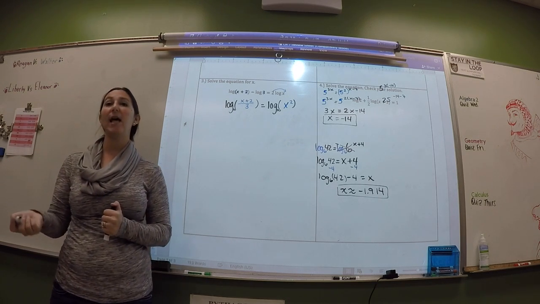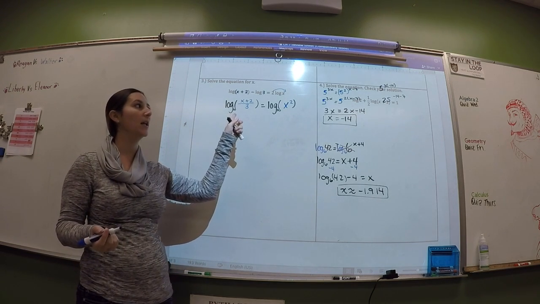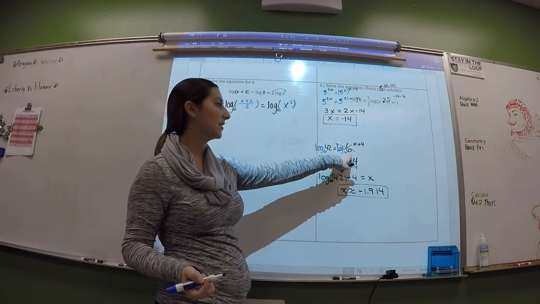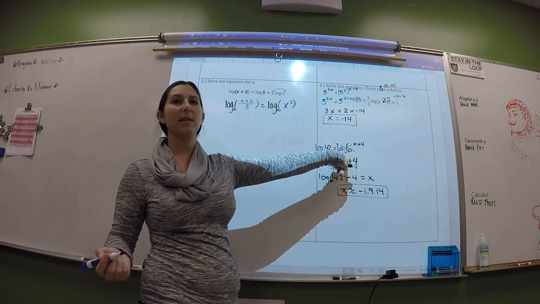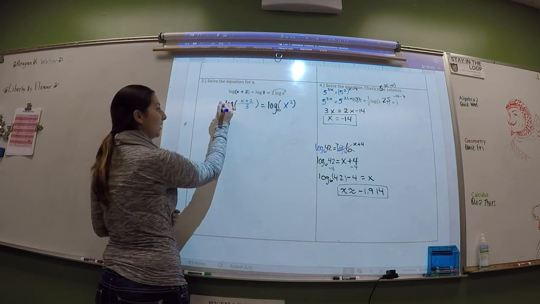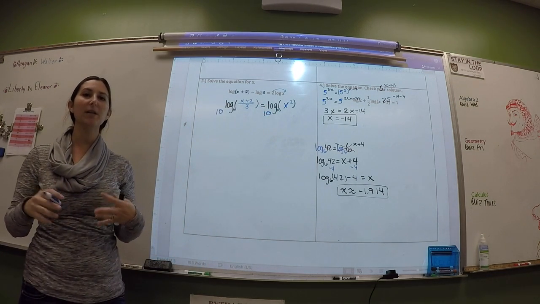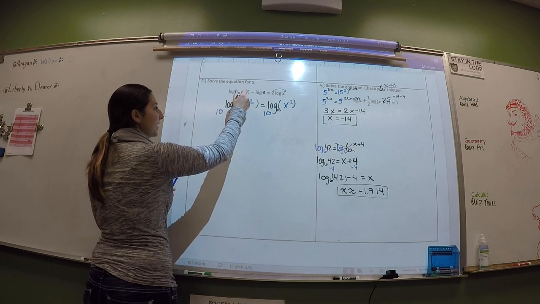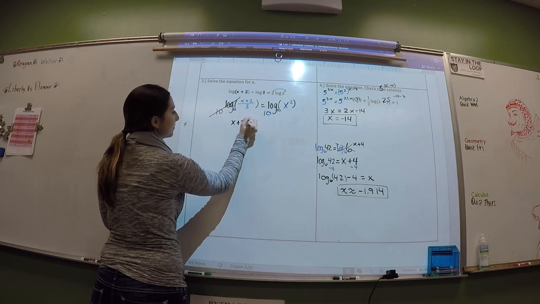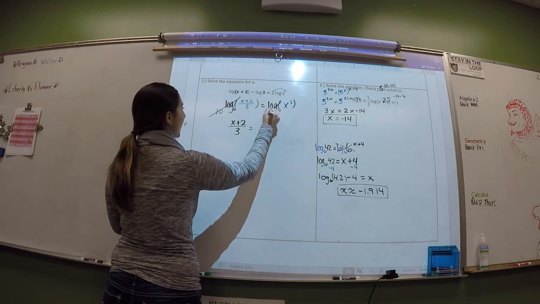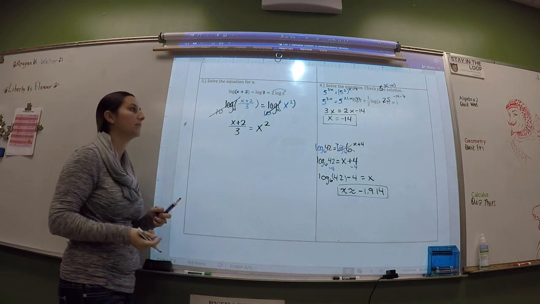You're going to use a base 10 because the base of the log is 10. So kind of like what I was showing you with this: since this was a 6, we use a log base 6. Since the log is base 10, we're going to use a base 10 exponent. By doing that, these cancel and you're left with x plus 2 over 3. These cancel and you're left with x squared.